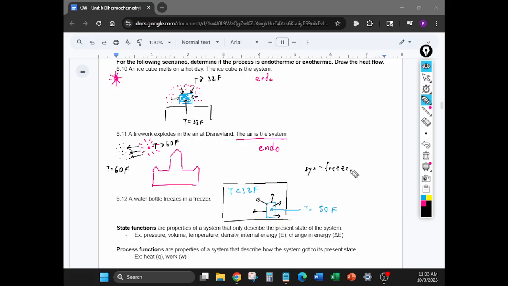If the freezer is the system, is this exo or endo? Endo. Endo, because the freezer has to absorb energy from the water bottle, even though it's a very small amount. But if we say that the system is the water bottle, it would be exo, correct. It would be exo because the water bottle is giving energy away to the freezer. So just keep that in mind. You always need to define what the system is.